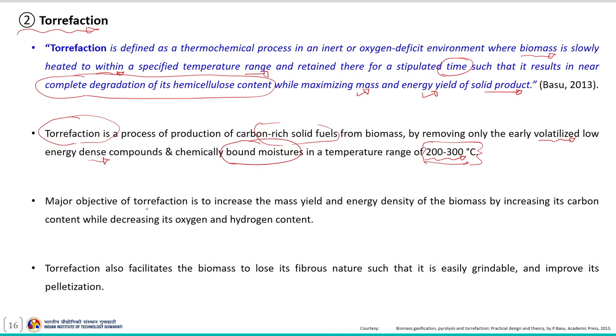And the major objective of the torrefaction process is to increase the mass yield and the energy density of the biomass by increasing its carbon content, but decreasing its oxygen and hydrogen content. And this particular process also facilitates the biomass to lose its fibrous nature, such that it is easily grindable, and it improves its pelletization properties as well. Because once these fibers are softened, they act as a natural binder during the pelletization process.